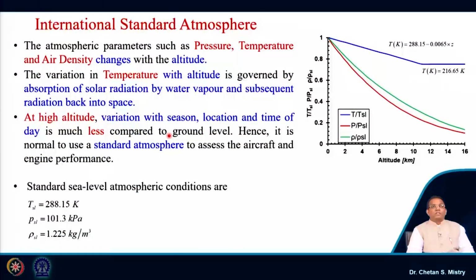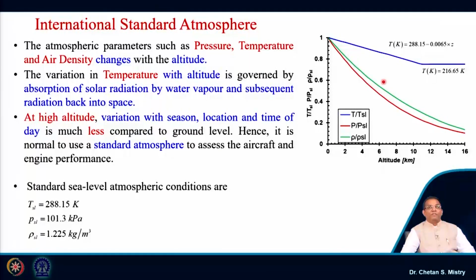Now, let us try to understand an important criterion, called the international standard atmosphere. Here on the right-hand side, this represents the altitude, and this represents the variation of my density, pressure and temperature. If we look carefully, the atmospheric parameters like pressure, temperature and density change with my altitude. The major change is happening in my density and the pressure.